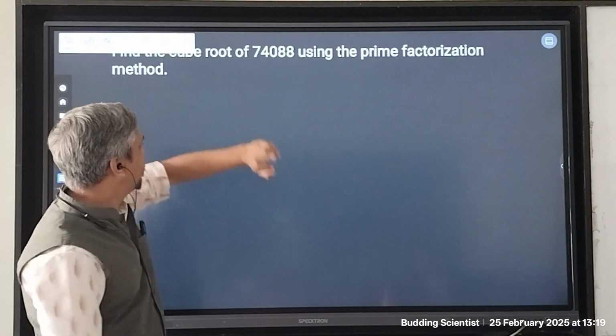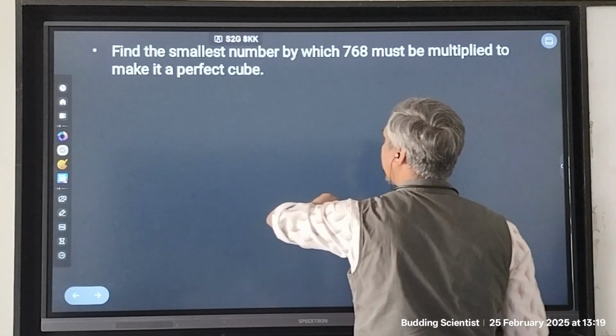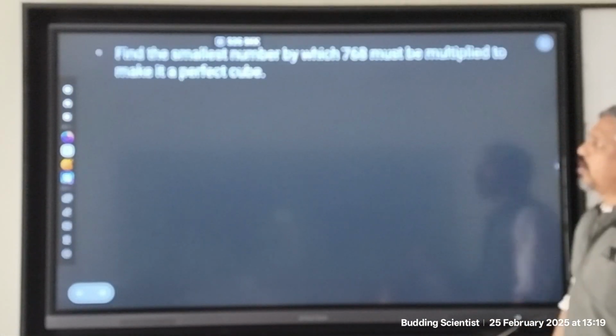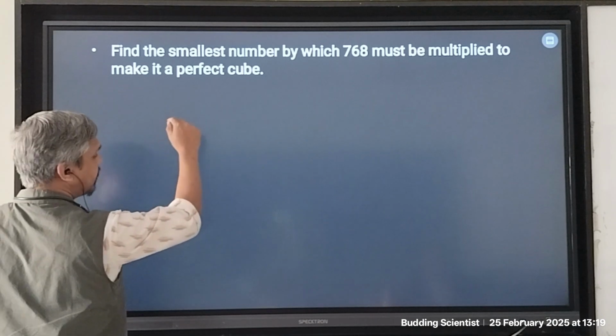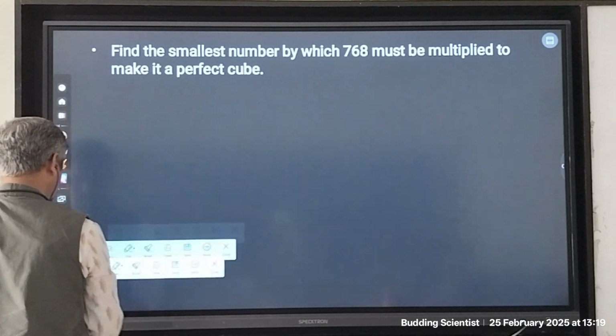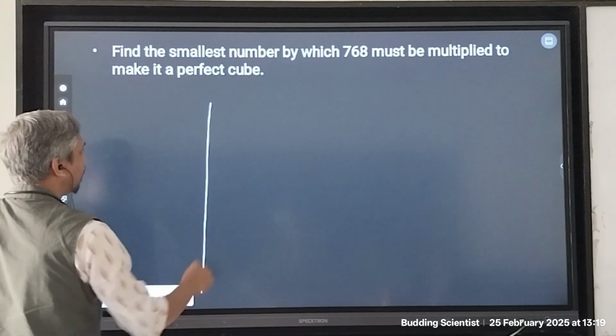Let's solve the next problem now. Find the smallest number by which 768 must be multiplied to make it a perfect cube. Again, prime factorization. This chapter has nothing else but prime factorization.